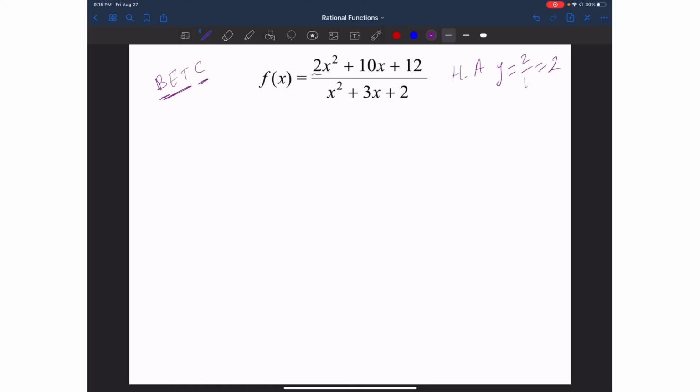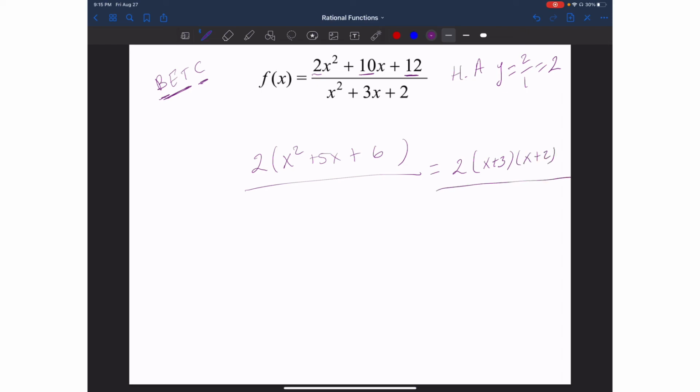By looking at the numerator, we do notice that they're all multiples of 2, so I have to factor out a 2 because that's the greatest common factor. When I do that, I'm left with 2 in the front, x squared plus 5x plus 6 on the inside. And then I can factor out one more time. That will give me 2 times (x plus 3) times (x plus 2).